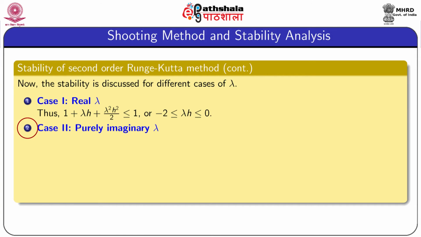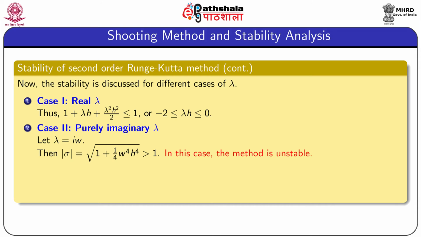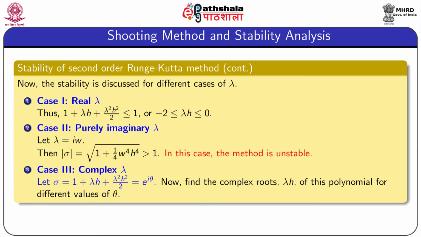If lambda is purely imaginary, that is, if lambda equals i w, where w is a real number, and the absolute value of sigma is greater than 1, then we conclude that in this case the method gives an unstable solution. Now we consider lambda as a complex number. In this case also, sigma equals 1 plus lambda h plus lambda square h square by 2, which is taken as e to the power i theta, where theta is a real number and i is the complex number, that means root over minus 1.